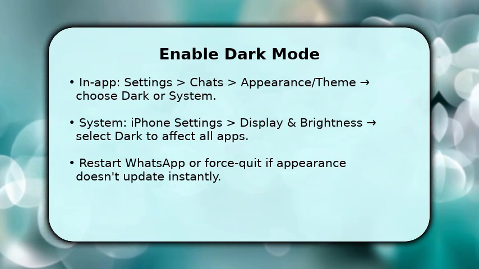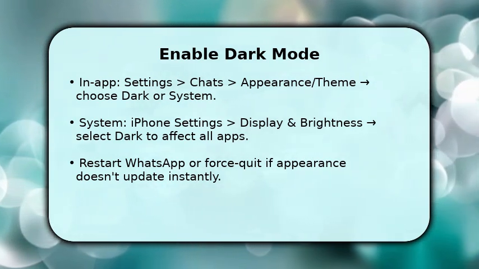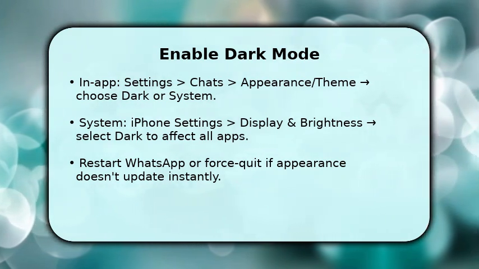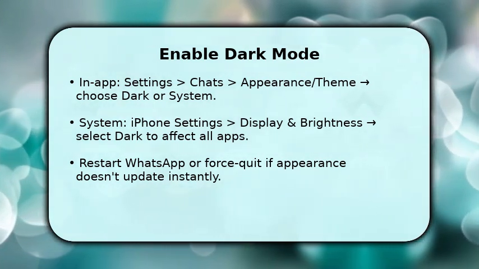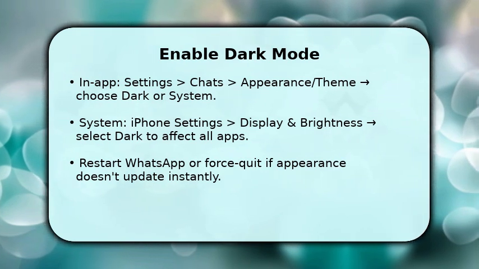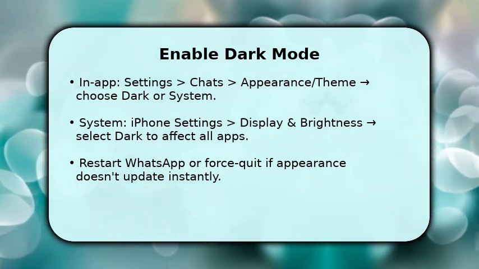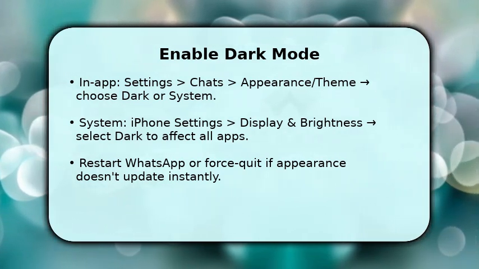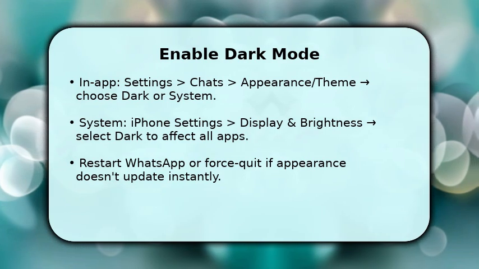If you rely on the iPhone setting, open Settings, Display, and Brightness and tap dark. WhatsApp reads that and adopts dark colors for text, backgrounds, and controls, which reduces glare and saves battery on OLED screens. Once done, force quit and reopen WhatsApp if visuals don't refresh immediately, so the theme loads correctly.